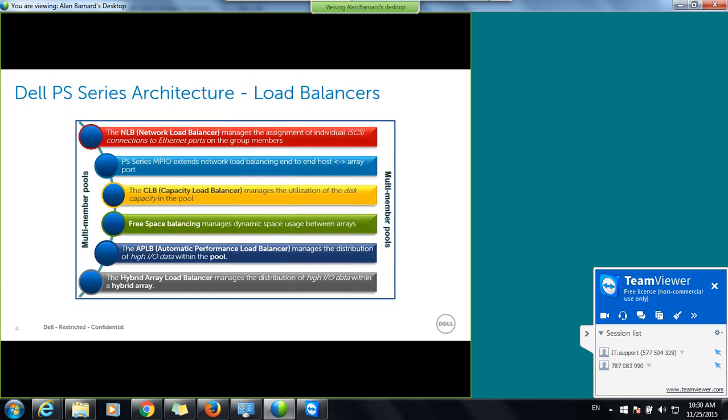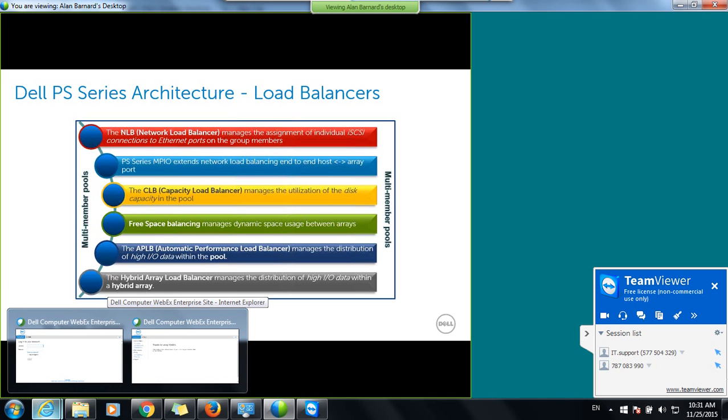Next is capacity load balance. What is capacity load balance? Basically, it maintains proportionate disk consumption across the pool to enable rapid changes in consumption while minimizing impact on performance. So it basically balances out the disk consumption, so you don't have one member that consumes more compared to the other members.